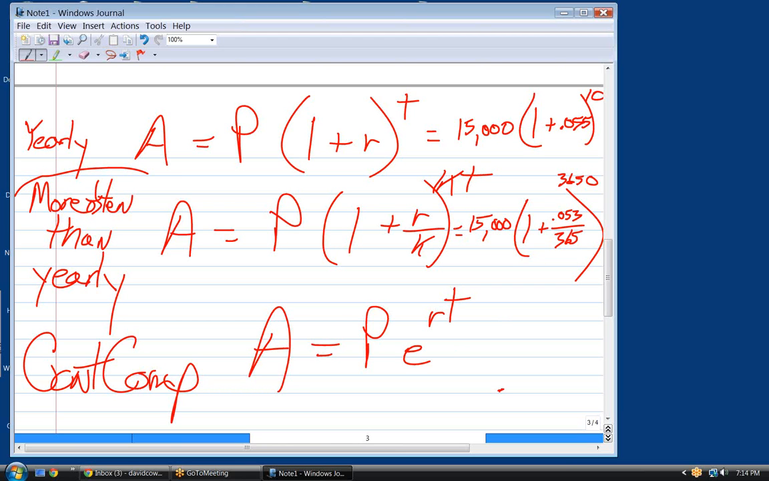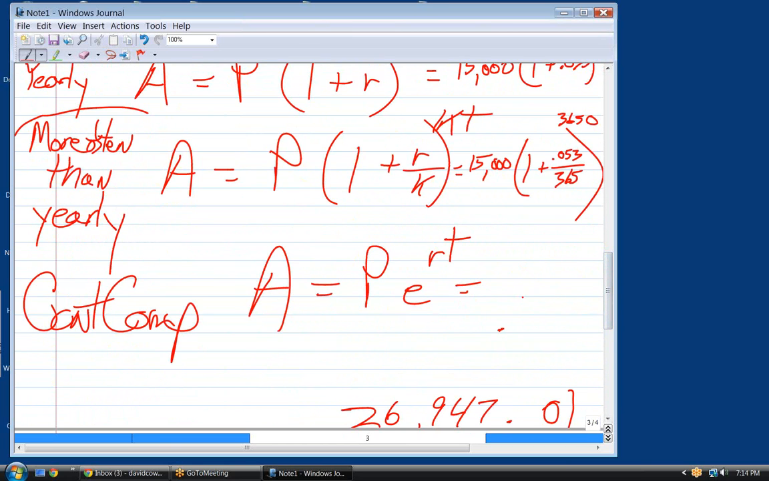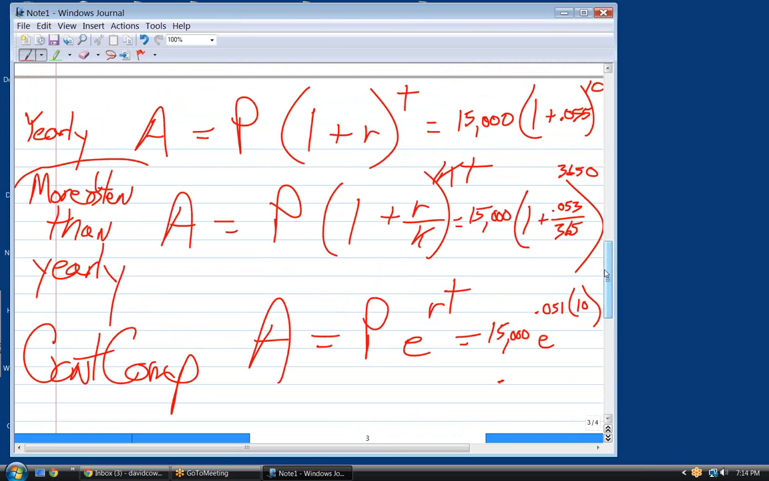And now let's do the continuous compounding, which is at 5.1%. So that would be 15,000 times e to the 0.051 times 10 power. So those are your three equations. Let's have you do that on your calculator. Come up with the first one.